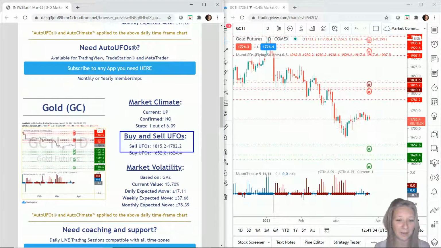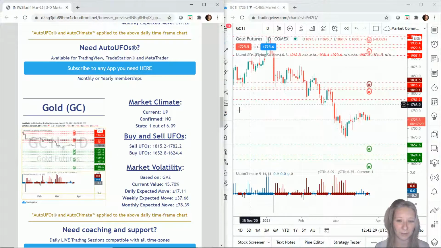When it comes to buy and sell UFOs, again, we're kind of in the middle of that. So we don't really have statistics either way. We have sell orders up here at 1815.2 to 1782.2, and we have buy orders down here at 1652.8 to 1624.4, and we're kind of in the middle of that. We're not close enough to either stack of orders for it to have a real impact today, and nothing confirmed on the climate. So again, nothing really going on with gold, not enough for us to call either way.